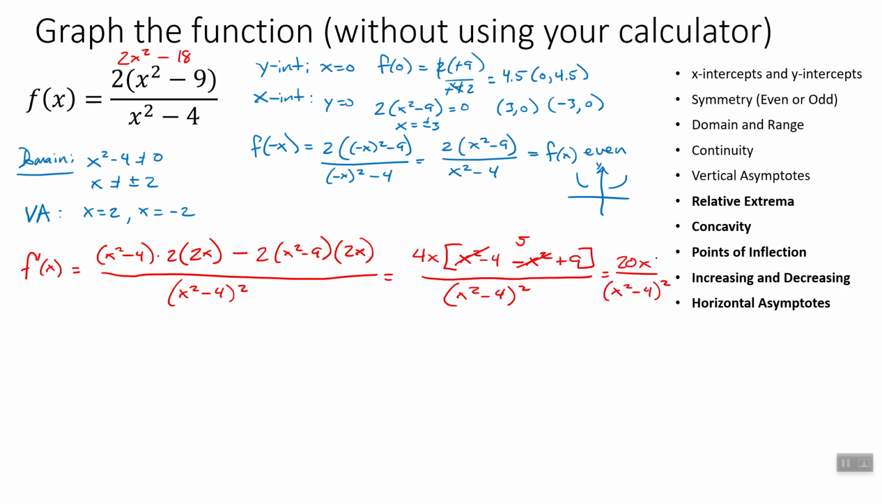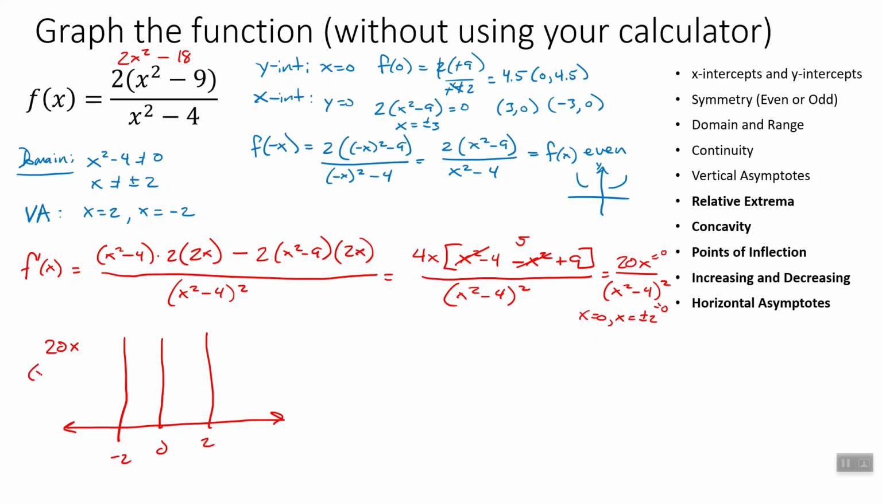All right, we set this equal to 0 top and bottom to get our critical values. We get x equals 0, and then x equals plus or minus 2. Our two asymptotes would always also be critical values. So now we're doing our number line chart with our first derivative with those three values in order. So we've got negative 2, we've got 0, we've got 2. Our factors are the 20x on top. I'm going to put the whole bottom together since it's squared. I'm not even going to bother to factor it.